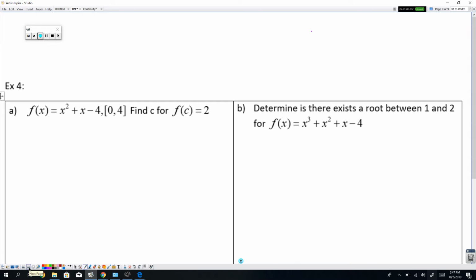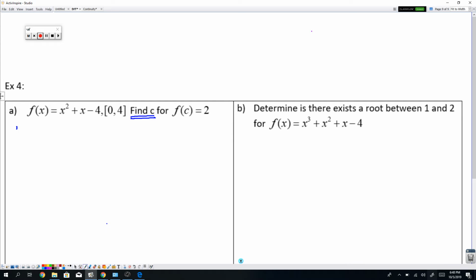Now we'll go through and it says, for letter A, f of x equals x squared plus x minus 4 from 0 to 4. Find C for f of C equals 2. Now, I'm going to tell you that your notes actually don't have this on there. So the wording on this is different on yours. So I would make sure that you understand that it's asking you to find C at the end.